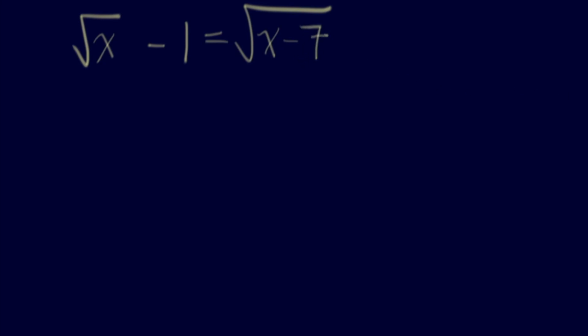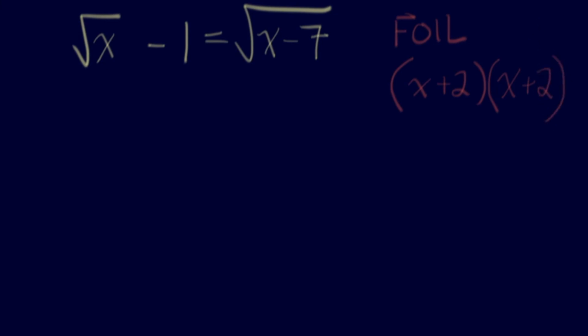So we need to take a step back and remember FOIL. This is when you're multiplying two binomials together. So when you have things like x plus 2, let's say times x plus 2. This will be a good example. So x plus 2 times x plus 2.